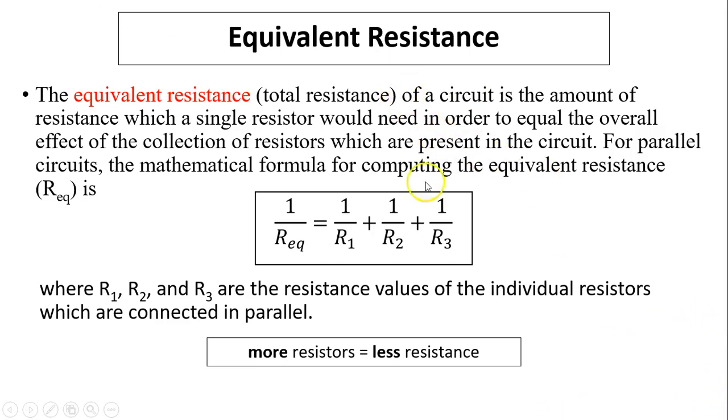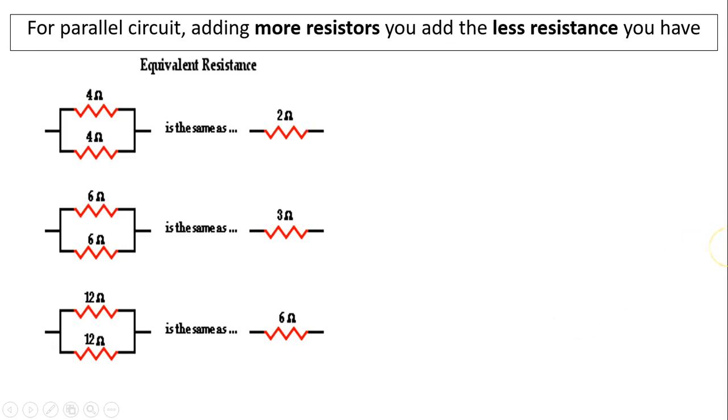So for series circuits, more resistors means more resistance. The more you add, the more you have. For parallel circuits, adding more resistors gives you less resistance. So take a look. If you just have 4 ohms, your total resistance is 4. But if you connect two 4s in parallel, this is parallel because the current comes to an end and has 2 ways to go. So 4 and 4 are parallel. Your total resistance is just 2. How did I get 2? It's 1/4 plus 1/4. That's 2/4. Then you have to flip it. So you get 2.